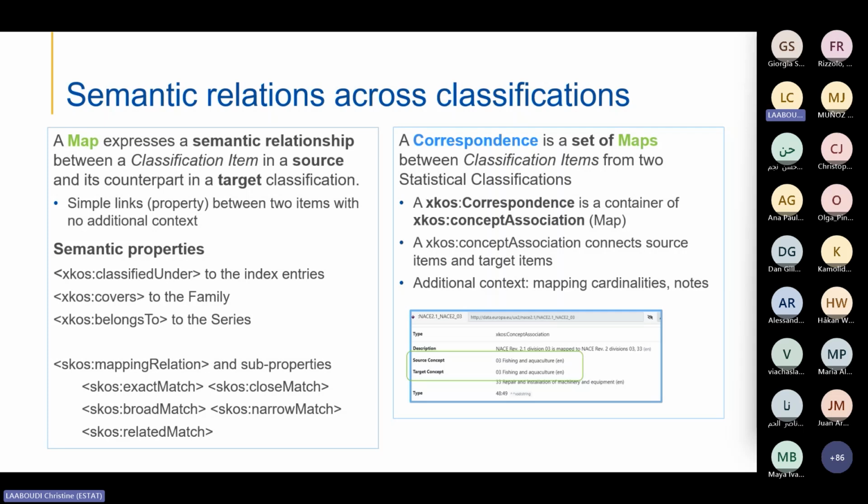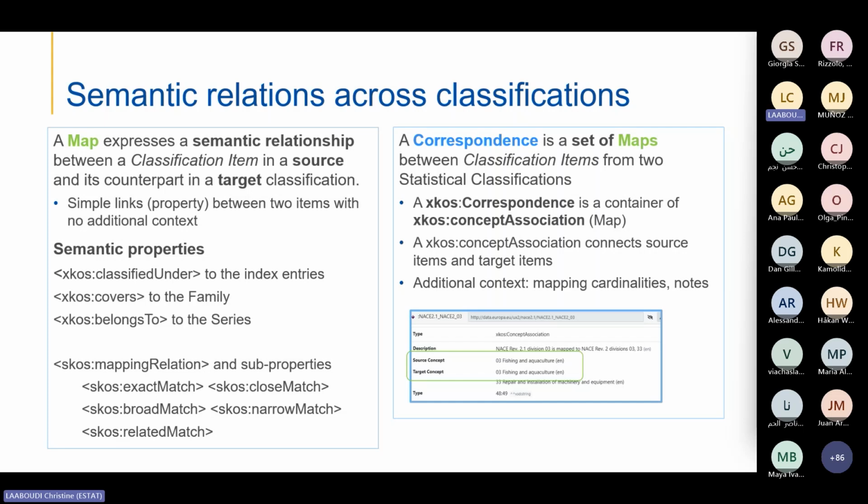For that purpose, we use the SKOS mapping relation, and we can apply the SKOS mapping subproperties: exact match, close match, broad match, and so on. But these are simply properties, a relation, but there is no context. So we are mapping two code items, but that's all.